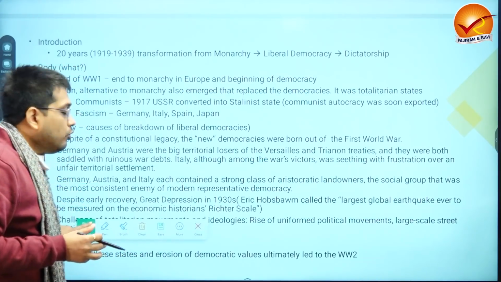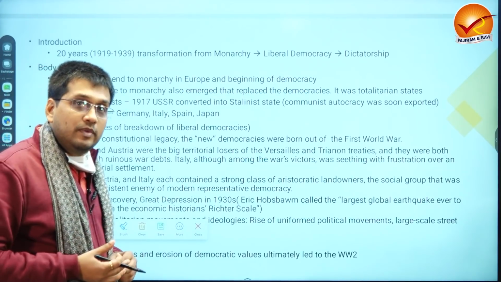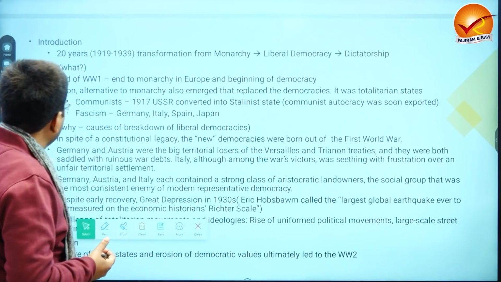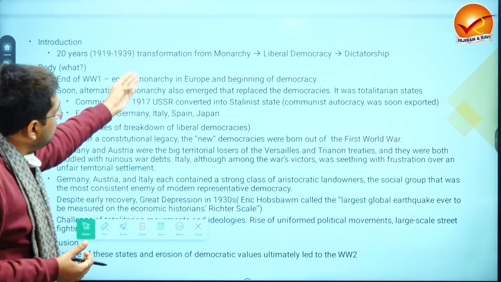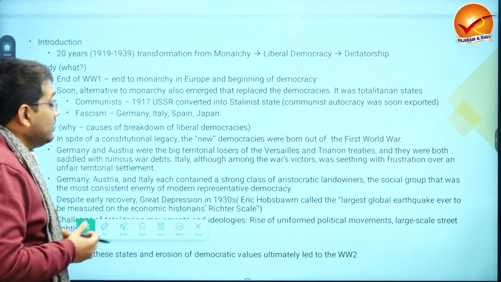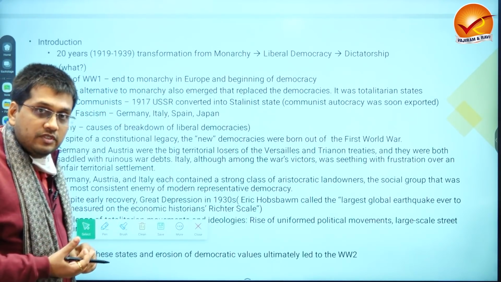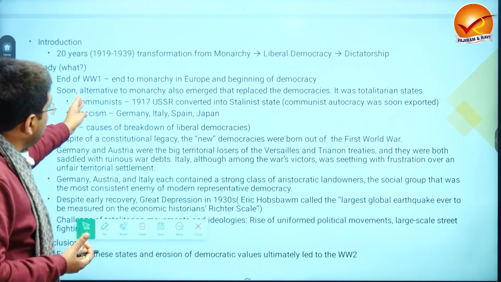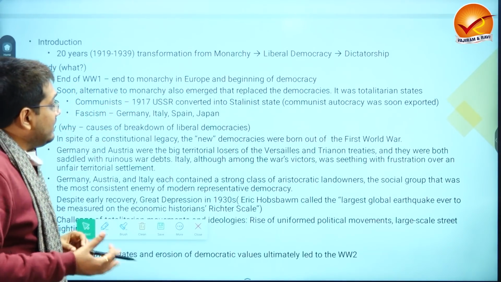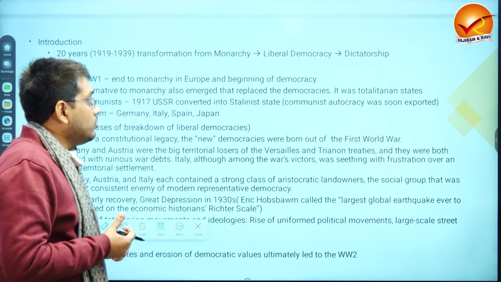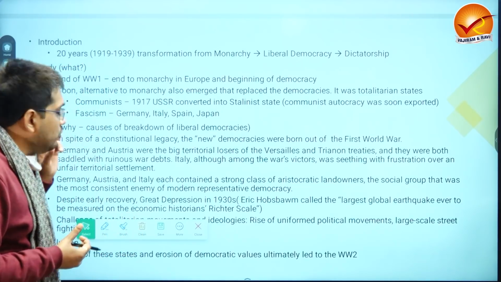And both those types of dictatorships came into being. So, in the body you talk about the end of World War I, the end of monarchy in Europe, and the beginning of liberal democracy in many new nations. Soon an alternative to monarchy also emerged that replaced these democracies. It was a totalitarian state. We have two famous examples.